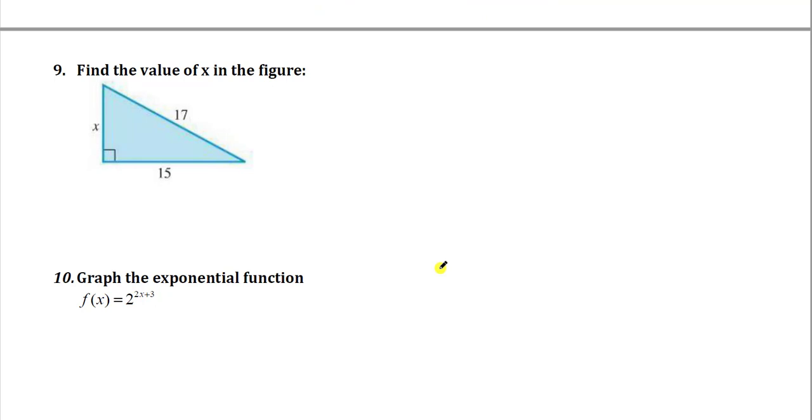The next question asks you to find the value of x of this figure. We are given a right triangle. Remember, for any right triangle, we can apply the Pythagorean theorem. This theorem says that the hypotenuse squared, which is 17 squared, is equal to the two legs squared added together, so x squared plus 15 squared. And we can just solve for x easily.